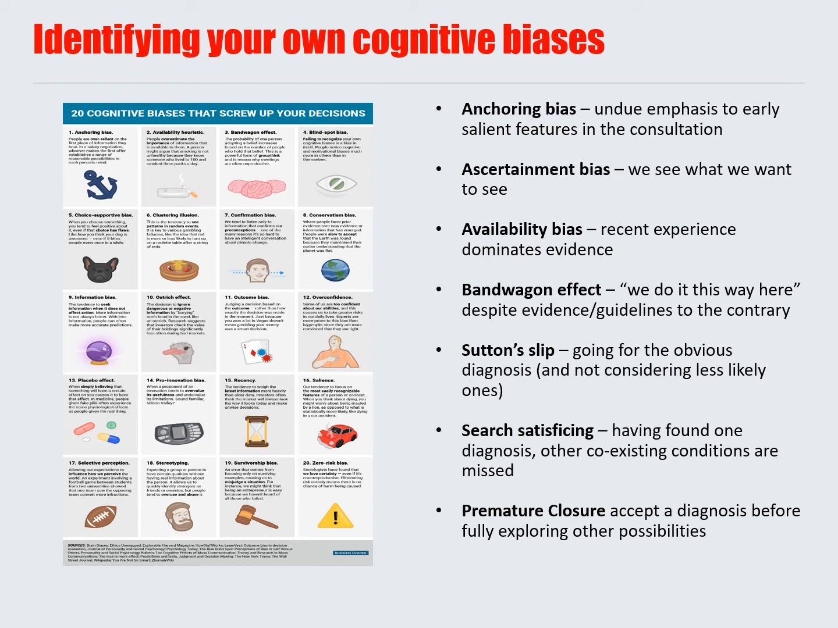An article demonstrated a while ago that common biases in younger students and trainees tended to be anchoring bias and premature closure. Anchoring bias is where you place undue emphasis on early salient features in the consultation and therefore may not hear or place enough emphasis on information that comes later on, and you might end up seeing what you want to see rather than what's actually there, which is ascertainment bias. Premature closure is accepting a diagnosis before fully exploring other possibilities.